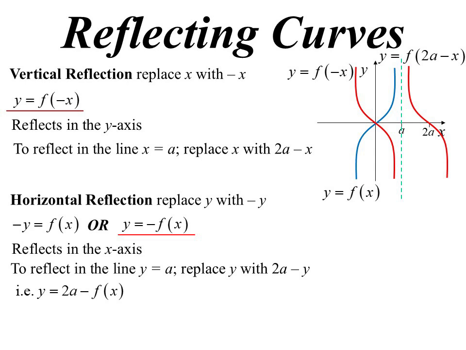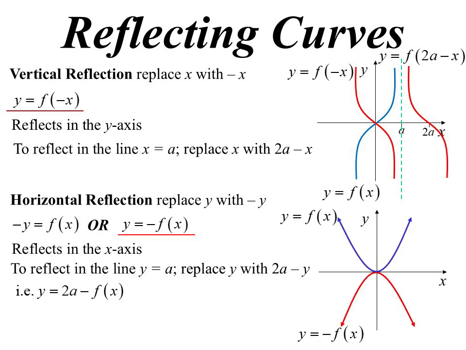Let's draw a picture of that one. There's function x. If I was to reflect it, it would be minus y equals function x, which is the same as y equals minus function x. But now I'm going to shift it up. So I've replaced it, and I've ended up with 2a minus function x. And again, if you have a look, yep, sure enough, that creates a reflection in the line y equals a.